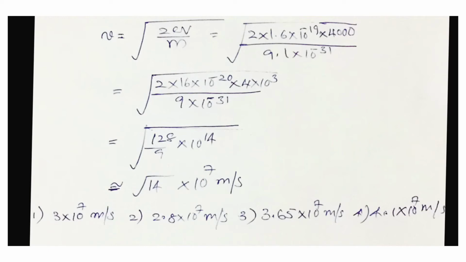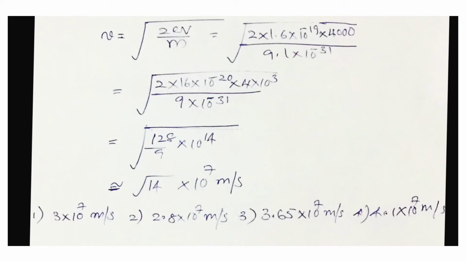Now root 14, how do you calculate? I will give a simple example, a simple trick. Under root 9 is 3, under root 16 is 4. So your value should be between 3 and 4. Honestly speaking, though it's not exactly like that, I want to give a small suggestion. The average of 16 and 9 is 12.5. So if it's under root 12.5, your value should be somewhere close to 3.5. So under root 14 may approximately be equal to, let us say, 3.6. So now you can approximately give the answer as 3.6 into 10 power 7 meters per second.